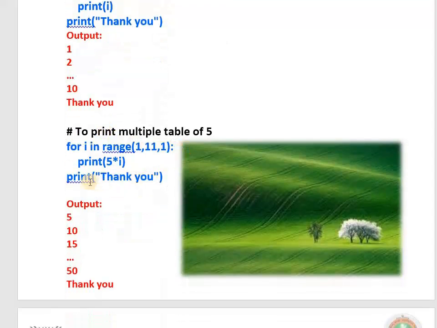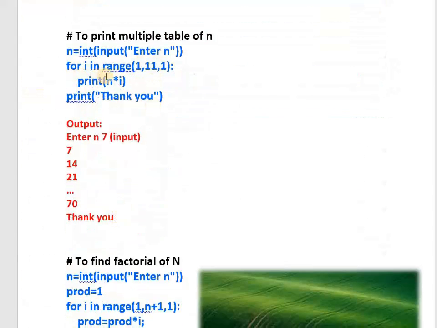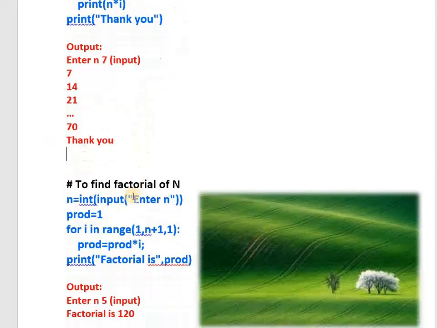The multiplication table of 5 means we multiply 5 with 1 to 10 numbers, and the multiplication table of n means we read n and multiply it with 1 to 10 numbers. You can solve it by using while also, please practice. And to find the factorial of n, we generate the numbers from 1 to n. You have to take 1 to n plus 1, because whenever i becomes 6 it stops, and I multiply 1 into 1, 1, 1 into 2, 2, like this I get the factorial.